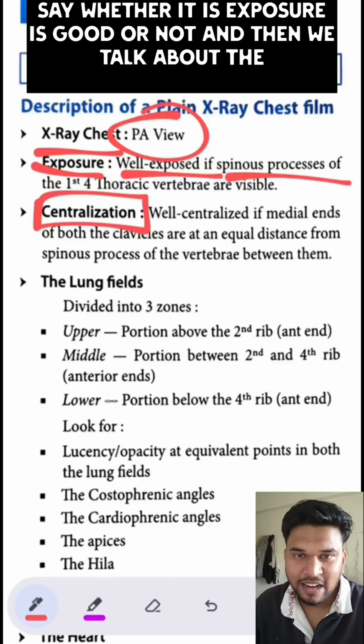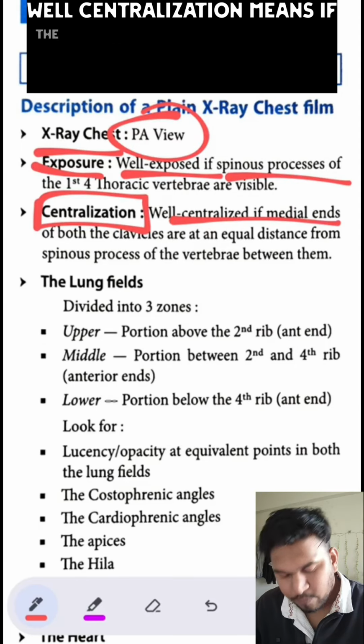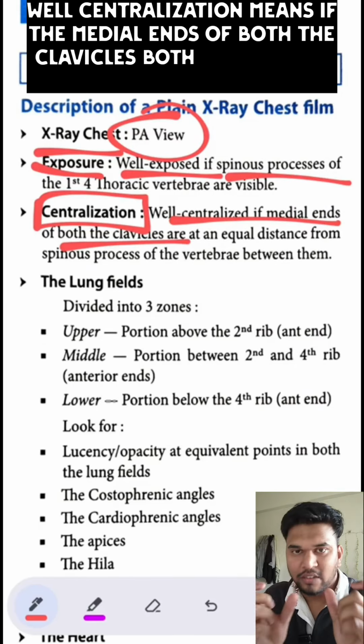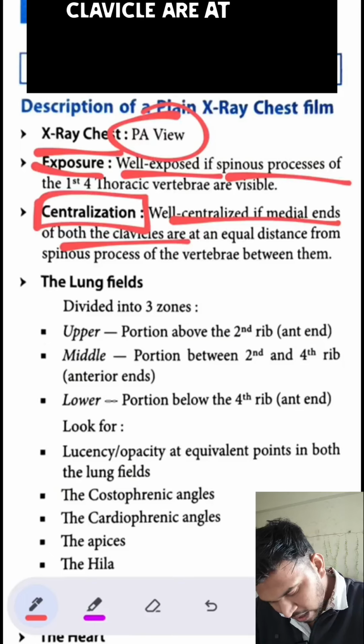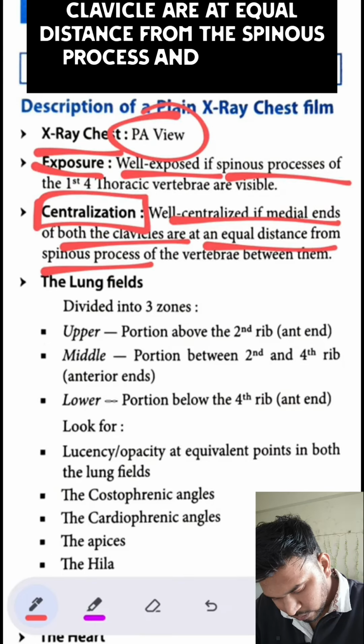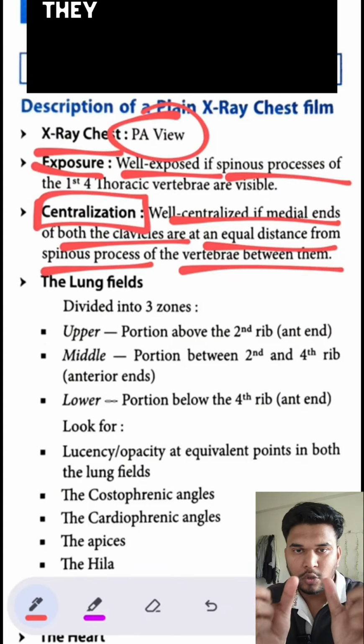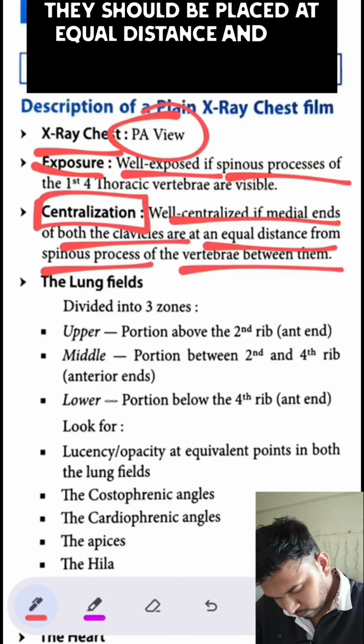And then we talk about the centralization, right? Well centralized means the medial ends of both the clavicles are at equal distance from the spinous process and between the vertebra, right? They should be placed at equal distance.